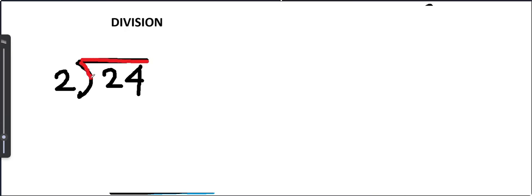This is a house. The red one, this is a house. And who are the people staying inside the house? 2 and 4 are the people who are staying inside the house. Who is the security guard of the house? This 2, this red 2 is the security guard of the house. Just remember, we can only move ahead with the sum if a number is equal to or greater than the divisor.